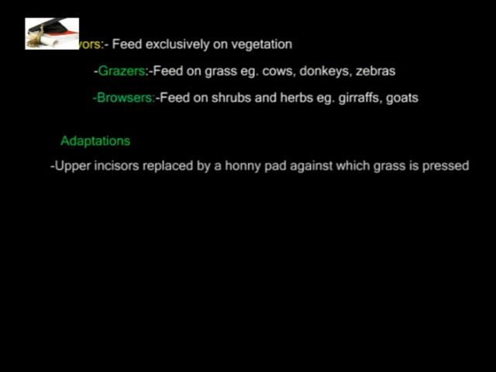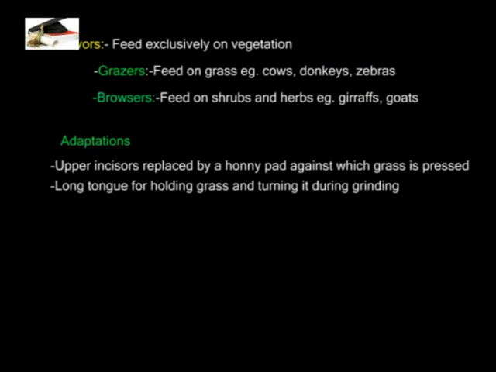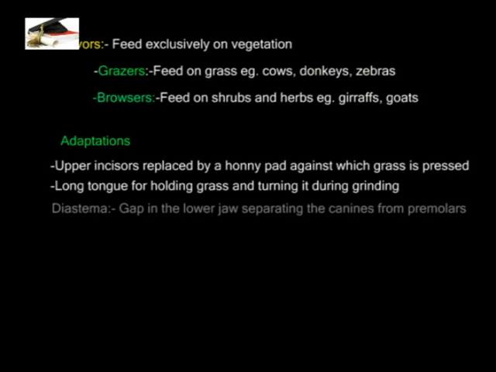Most herbivores do not have the upper incisors, but instead have a honeypad against which grass is pressed and cut by the lower incisors. The long tongue assists in the cutting and turning of grass and also moving the food during grinding. These functions are made possible by the diastema, which is a gap in the lower jaw separating the canines from the premolars. The jaws move side by side to enable premolars and the molars to grind the food.